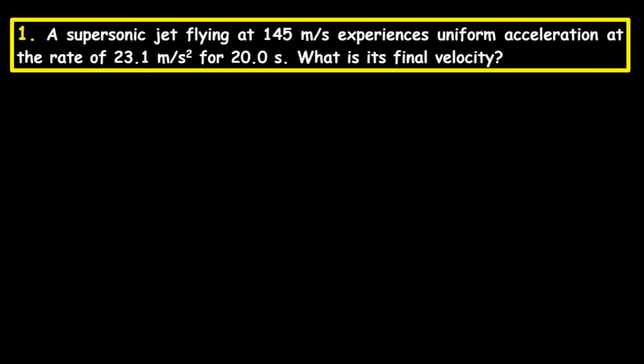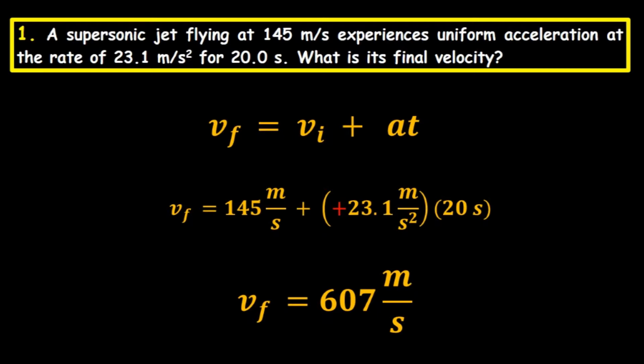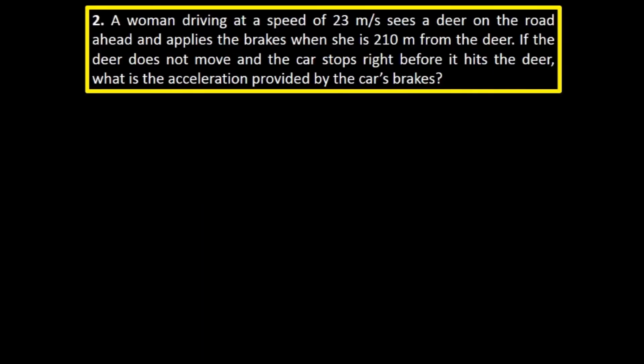A supersonic jet flying at 145 meters per second experiences uniform acceleration at a rate of 23.1 meters per second squared for 20 seconds. What is the final velocity? There's the equation: VF equals VI plus AT. You can say VI or V naught, same exact thing. Now we plug in the values. Notice that the acceleration due to gravity is not 10. That's for vertical free fall, but it is plus, and it's 23.1 meters per second squared. Then you do the math, and the answer is 607 meters per second.